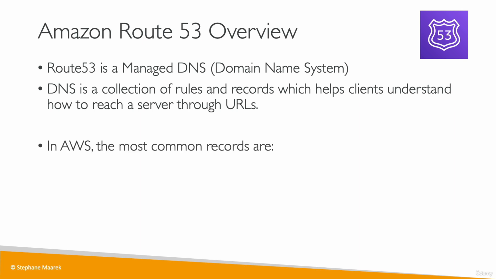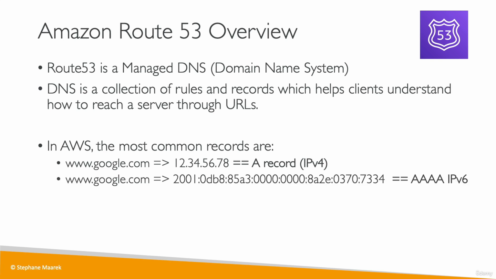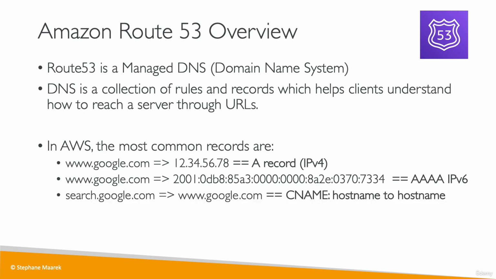So let's go through the most common records in AWS. For example, say you are mapping www.google.com to an IPv4 address, then this is called an A record. If you are mapping www.google.com to a long IPv6 address, it's called a quadruple A record. Also, if you map a hostname to another hostname, so search.google.com into the previous address, it's called a CNAME, because we're mapping a hostname to a hostname.